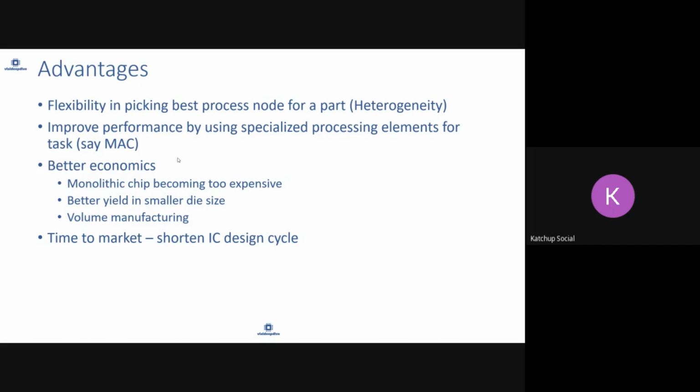You can have better yields for smaller die sizes. A particular chiplet can be put into volume manufacturing because it can be used by multiple customers. And since certain chiplets are already designed, you can shorten your time to market, or shorten the IC design cycles as well. So there are certain advantages which come from following this approach, and better economics also comes because of this.